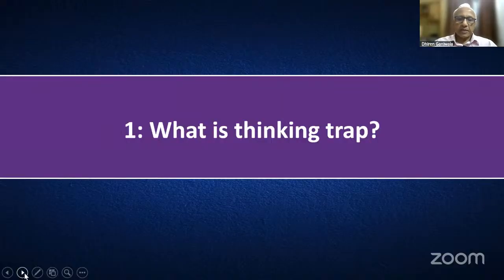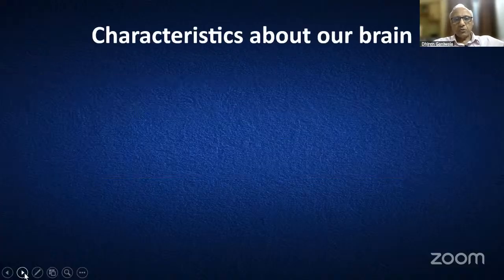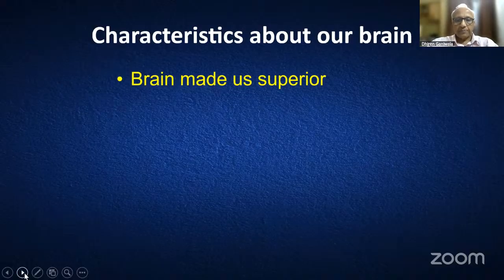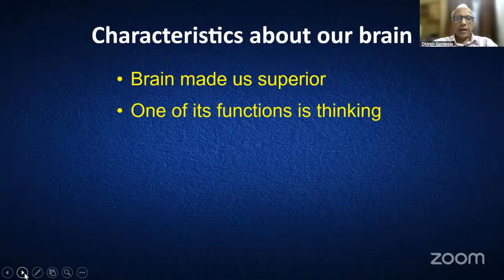What is a thinking trap? We know that the brain is the one organ which made us superior in the animal kingdom. At present, mankind rules the animal kingdom, and one of the reasons for that is the brain. The brain has a lot of functions, and of that, one function is thinking. And as doctors, we think a lot.